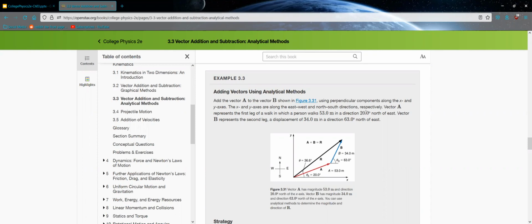Vector A represents the first leg of a walk in which a person walks 53 meters, 20 degrees north of east. And vector B is 34 meters, 63 degrees north of east. Probably the second leg of the walk. So you walk A, then you walk B. How far are you from where you started?